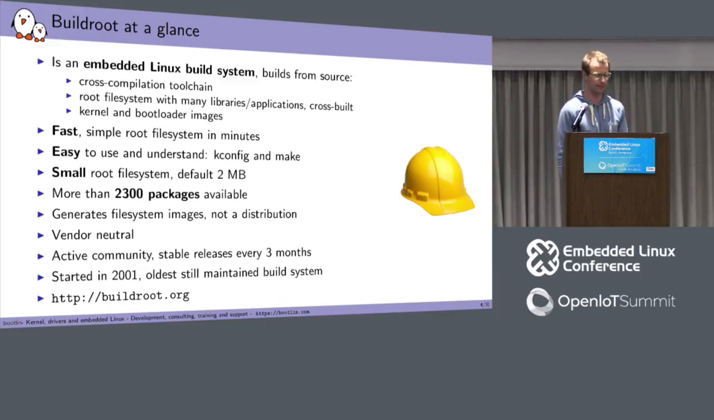For most of you, that's probably something that's already known. A short introduction about what Buildroot is. It's an embedded Linux build system, so the point is to build from source a cross-compilation toolchain, a root file system with a number of libraries and applications, all built by cross-compilation, and build a kernel image and potentially bootloader images as well. One of its strong selling points is that it's reasonably fast, pretty simple, and allows you to build a simple root file system in a matter of just a few minutes.